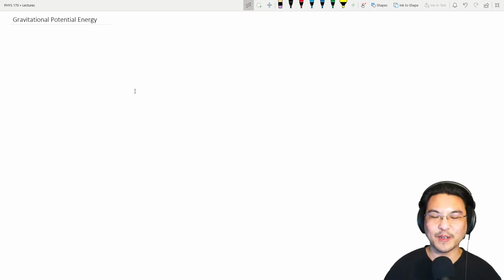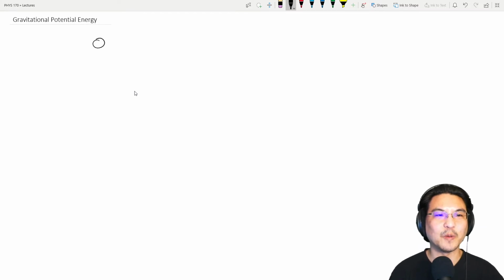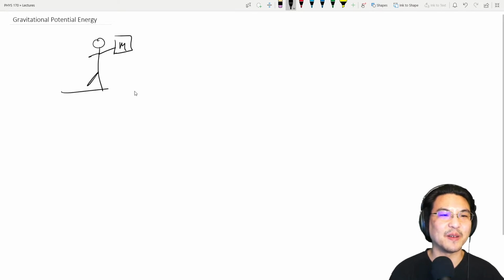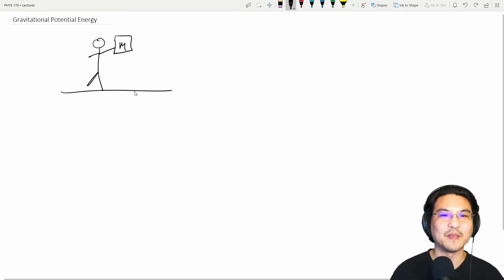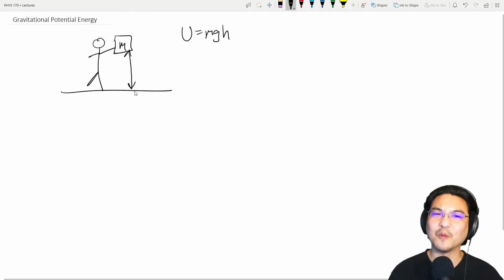Everybody, let's talk about gravitational potential energy in better detail than we did earlier. At first we said, let's say you are holding some mass above the ground. What's the gravitational potential energy of this block? It is mgh for some height above what? Above some datum of your choice, which seems so arbitrary, right?